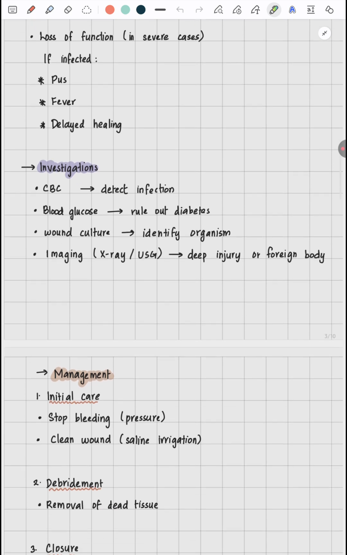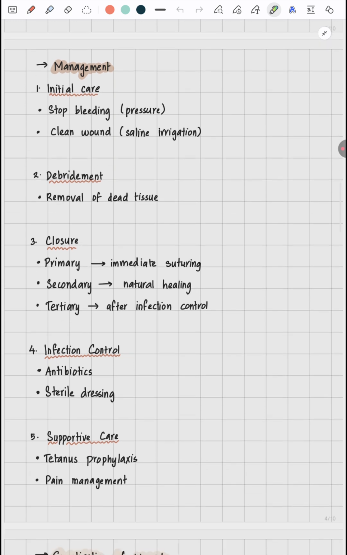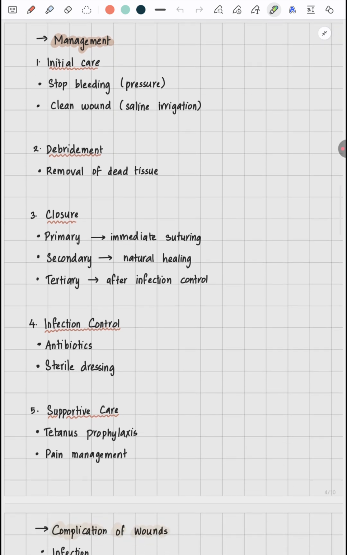Management of wounds follows a very systematic approach. The first step is always cleaning the wound, usually with normal saline, to remove dirt and reduce bacterial load. This is followed by debridement, which means removal of dead or non-viable tissue. This step is crucial because dead tissue acts as a medium for bacterial growth and prevents healing.